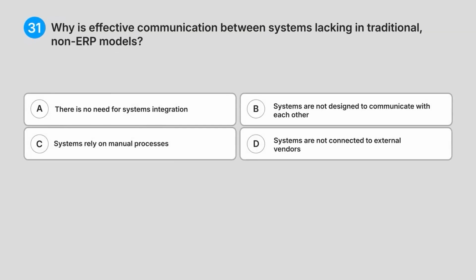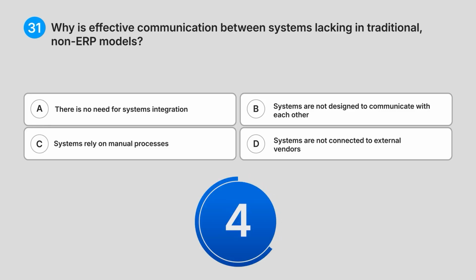(31) Why is effective communication between systems lacking in traditional, non-ERP models? A. There is no need for systems integration. B. Systems are not designed to communicate with each other. C. Systems rely on manual processes. D. Systems are not connected to external vendors. Can you guess the answer?